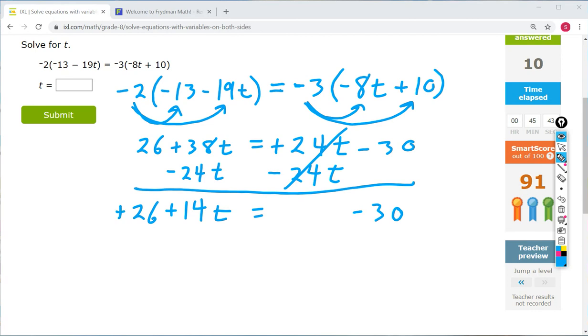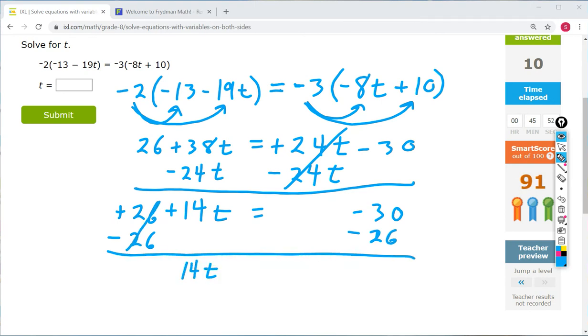Let's get rid of this 26. Now we have 14t equals, same symbols, add and keep the symbol. And then final step, divide both sides by 14. A negative divided by a positive is negative, and 56 divided by 14 is 4. So we get t equals negative 4.